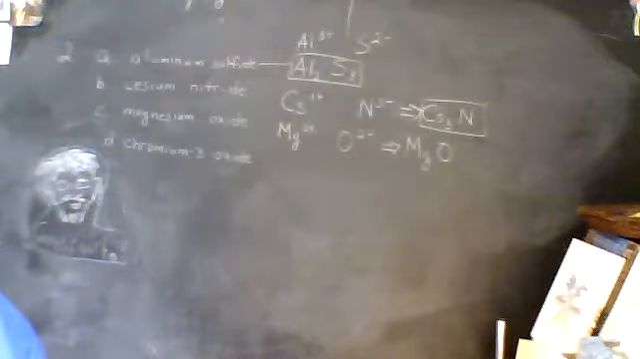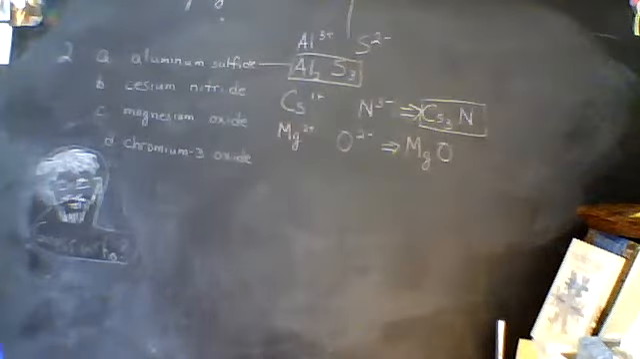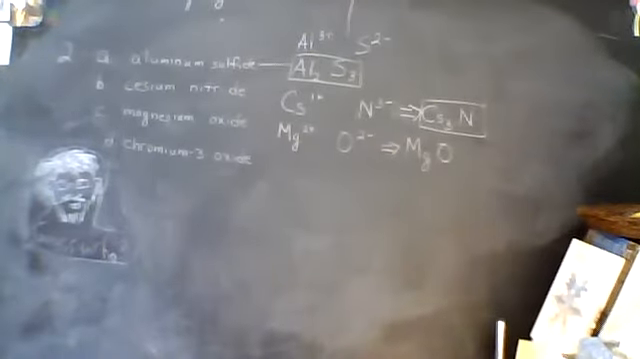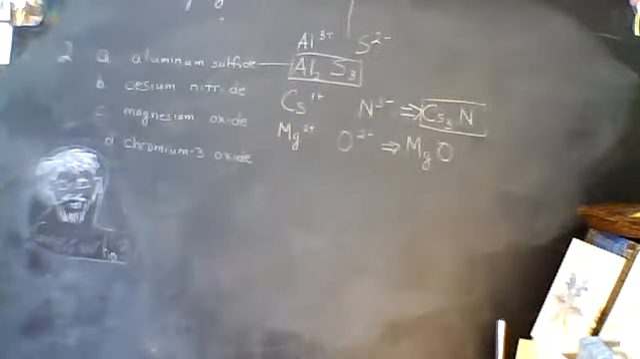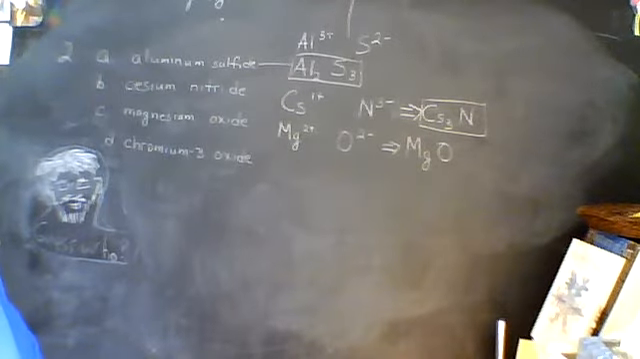Chromium is number 24, in column 6B. Are you sure? Yeah. Doubting me? Do you doubt my memory?